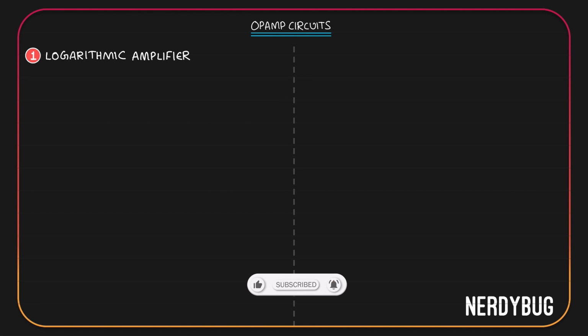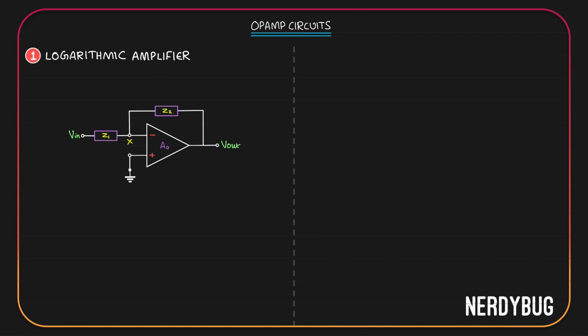For that we will first take a generic inverting amplifier. For Z1 we will use a resistor and for Z2 we will use a bipolar junction transistor. The circuit will look like this.